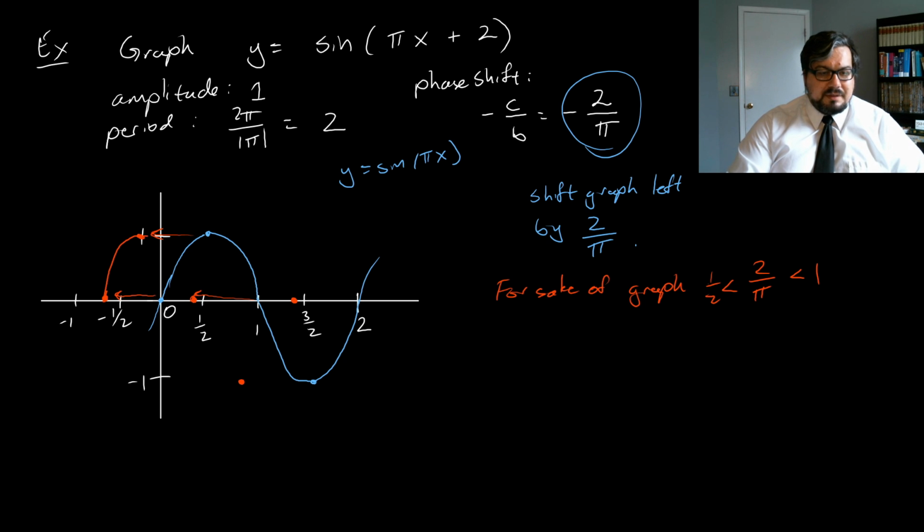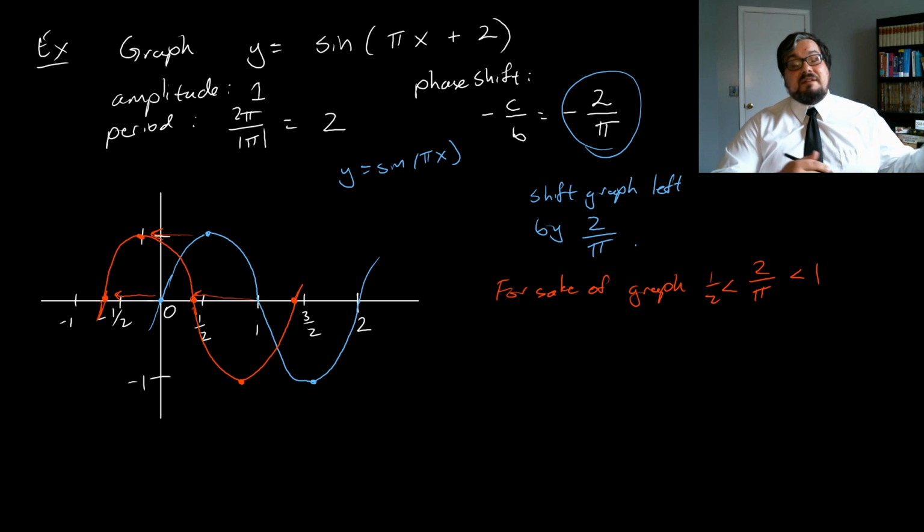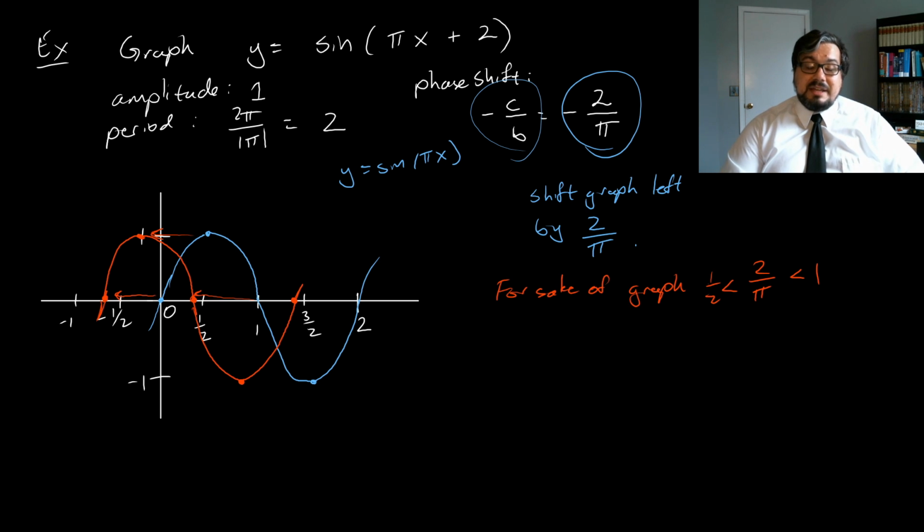So the graph of the full function looks like this. This is how we can graph a function with a phase shift. Now, if the phase shift turned out to be positive, then we would shift everything to the right. So the formula for phase shift, which includes the -c over b, keeps track of that.